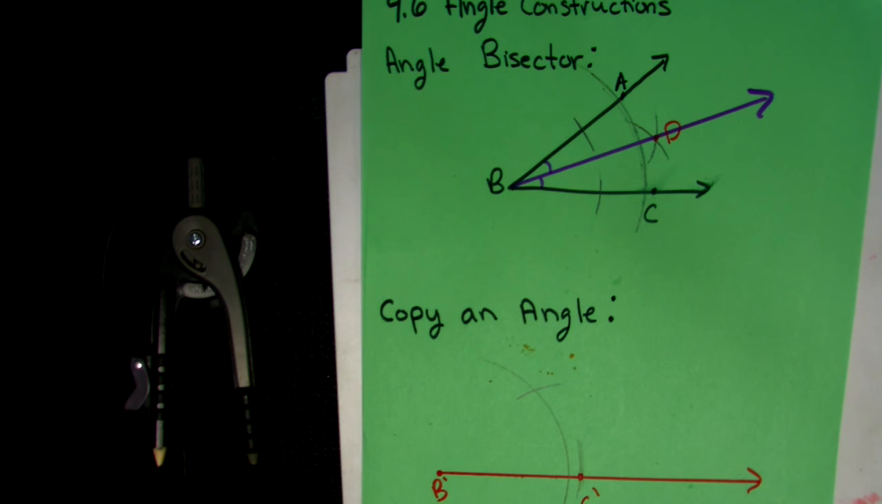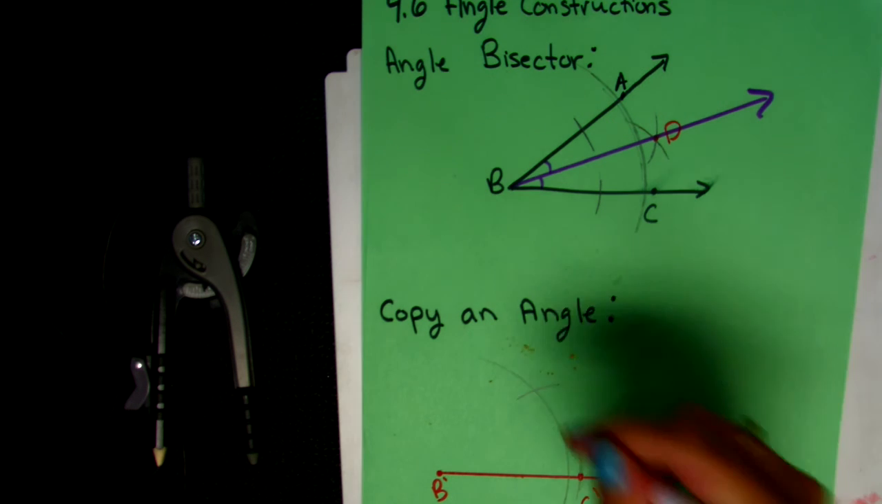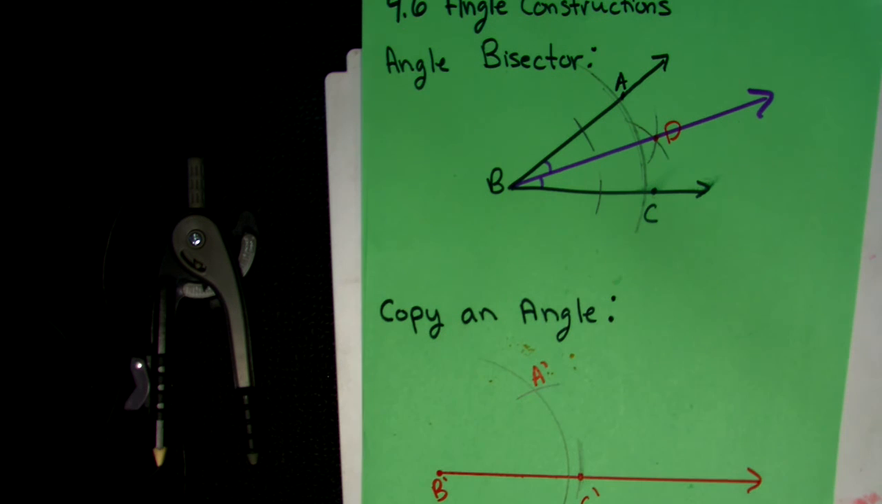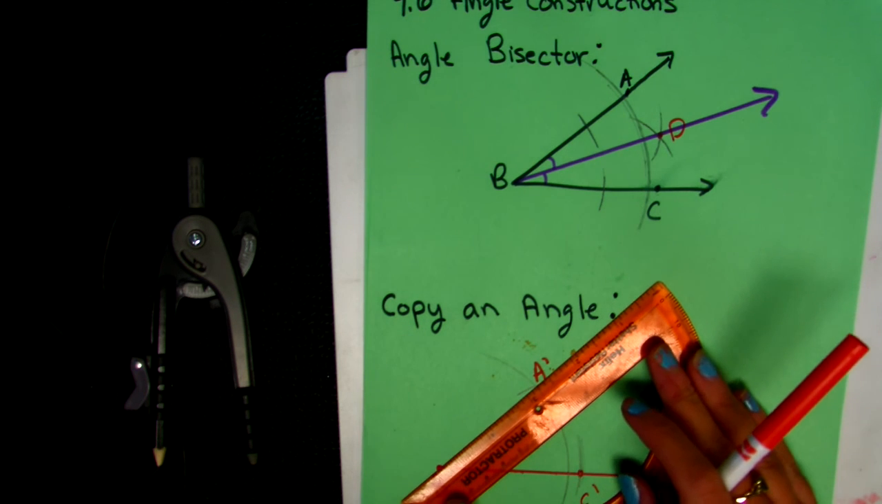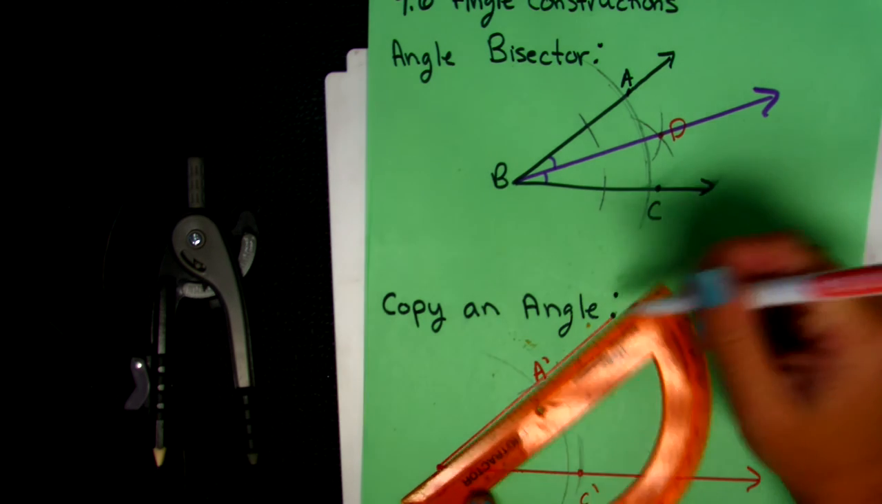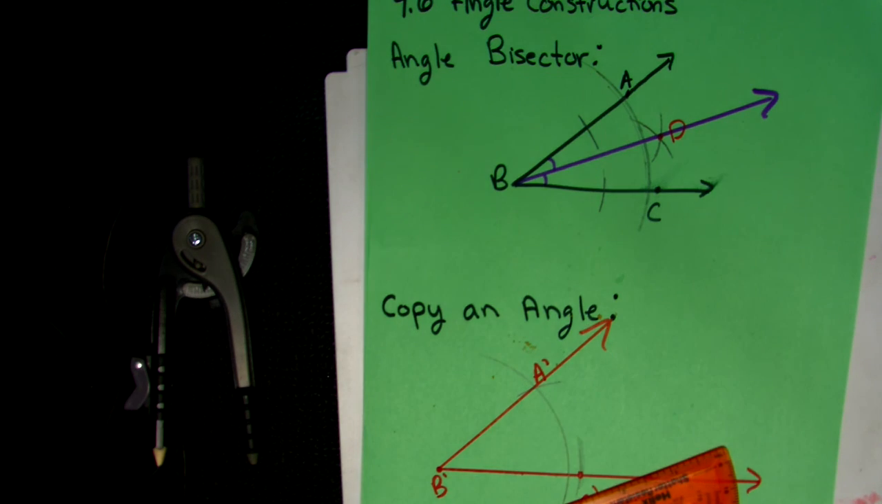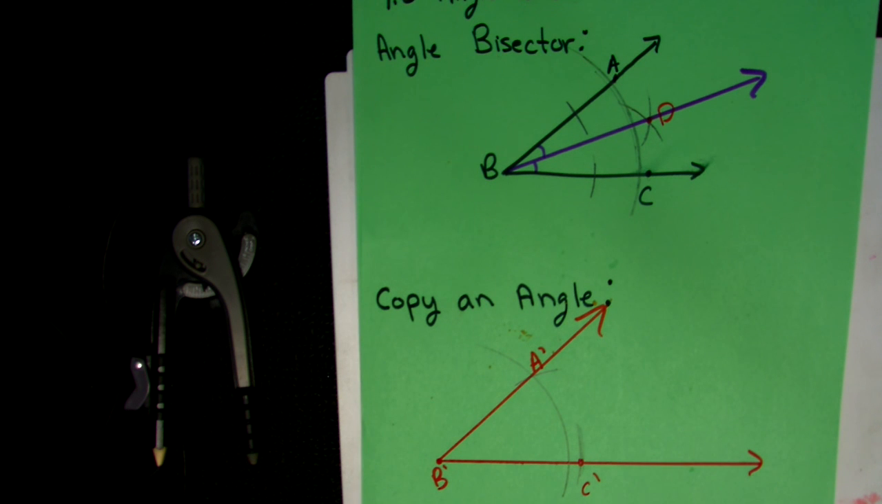That point of intersection is where my new ray needs to go through. So that's going to be my A prime. Okay, and I'll connect B prime to A prime to form the ray B prime A prime. And I now have a copy of my original angle ABC. All right, and that's all. Go ahead and try some problems on your own.